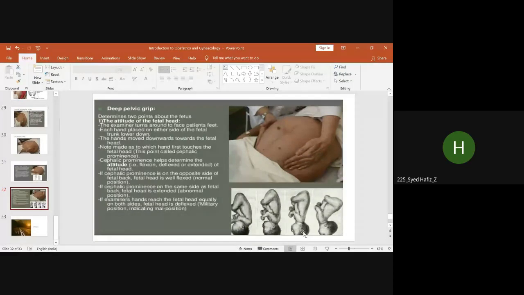So for identifying the last condition alone, we are doing this pelvic grip, to identify a deflexed head also. Not all the time will a deflexed head flex. Sometimes it will just remain like this, even with good uterine contractions. So if it is a deflexed head, you have to be a bit cautious. That's the take-home point.